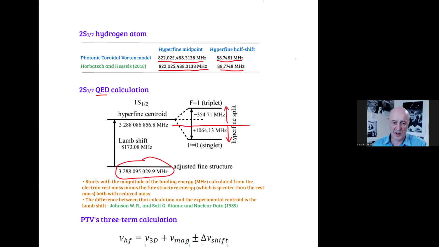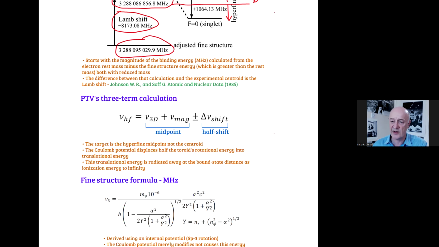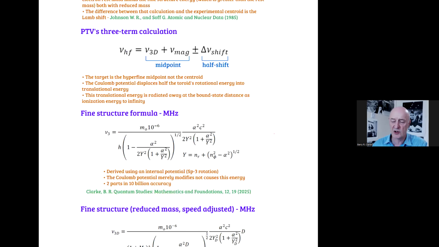If you want to strike the experimental hyperfine centroid, you have to calculate something called the Lamb shift, which in quantum electrodynamics is a very complicated calculation, which involves at least 6 correction terms. In contrast, the PTV calculation goes for the hyperfine midpoint, which, as we shall see, is a 2-term calculation, and then does an equal hyperfine split each side of that. Here is the PTV 3-term calculation. 2 of the terms give you the midpoint, and then we get the up and down half shift.